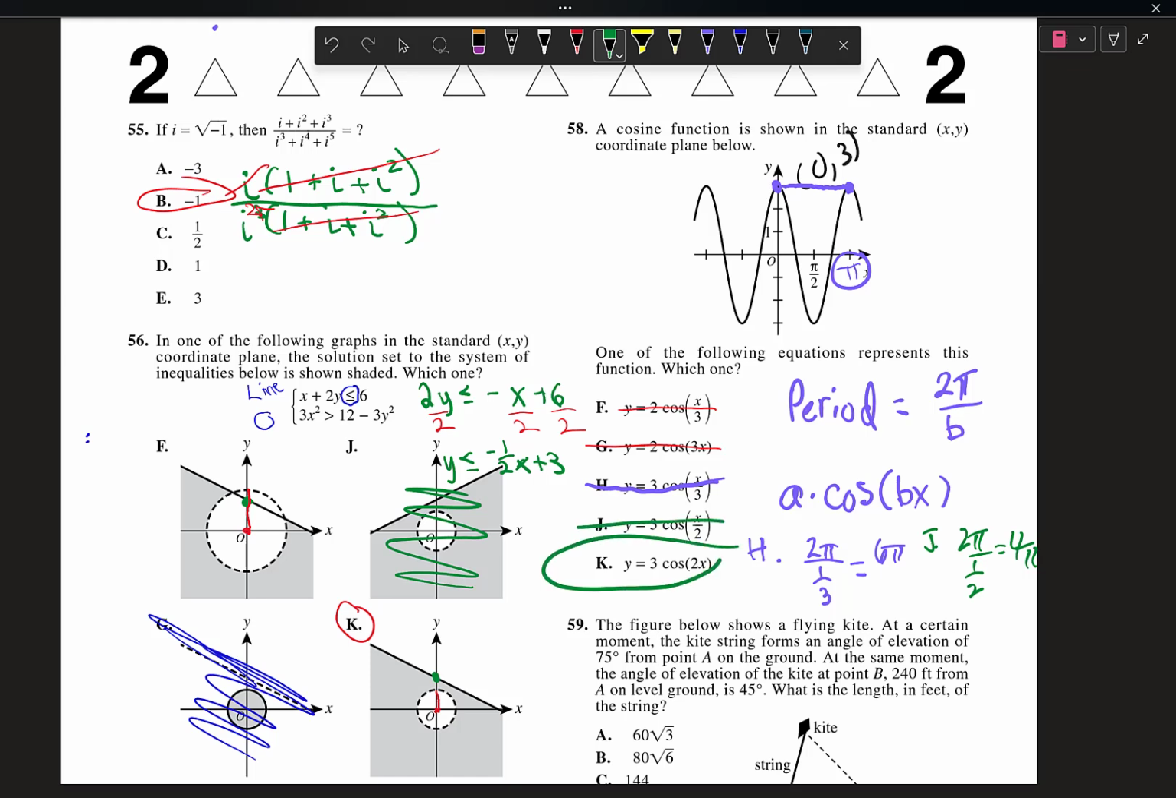So it has to be K, but let's just double check it. Check it up here. 2 pi divided by the b value of 2. Well, those 2's cancel out. We're left with just pi. So those match up.